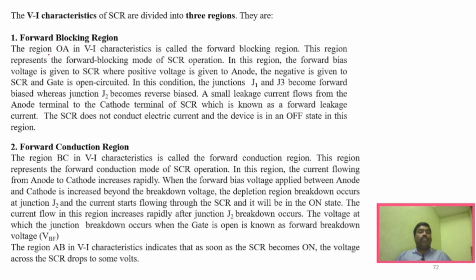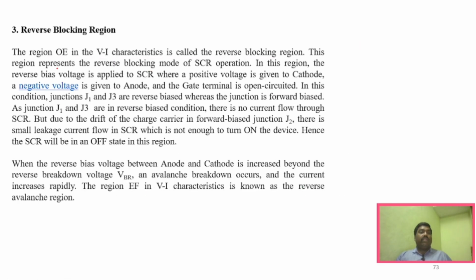Forward blocking region, OA is the forward blocking region. Then you have to explain the working, right? J1, J3 forward biased, J2 is reverse biased, and the SCR will be in the off state. And in the forward conducting region, the same condition, but the breakdown will happen very easily, and the SCR will start conducting, and here you will give gate supply. And similarly, in the reverse region, OE, that is called the reverse blocking region, where the SCR will be turned off, no current will flow, until you increase the reverse bias voltage, the SCR will be damaged and the reverse current will increase. This is how we have to explain the VA characteristics, right?